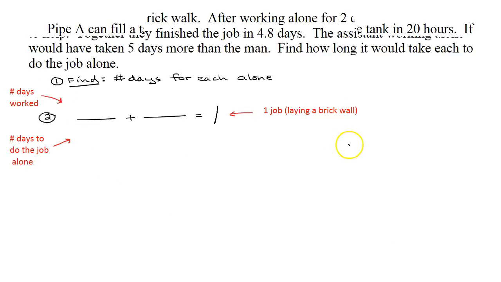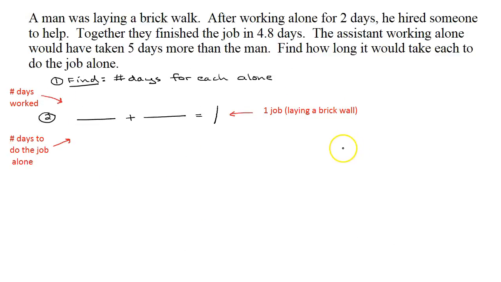Okay, here's the last problem. A man was laying a brick wall, and after working alone for 2 days, he hired someone to help. Together they finished the job in 4.8 days. The assistant working alone would have taken 5 days more than the man. So find out how long it would take each to do the job alone.